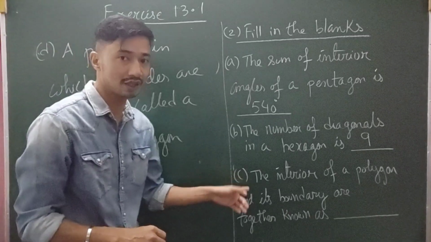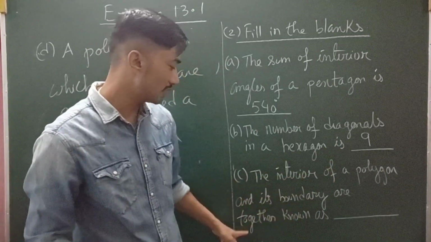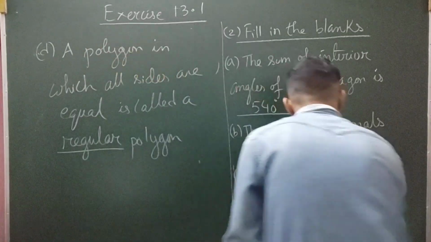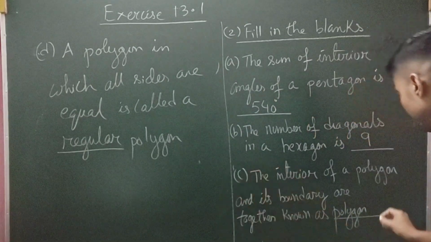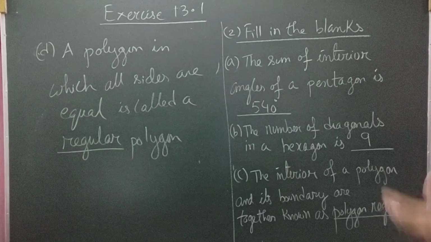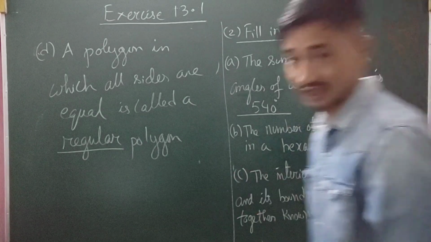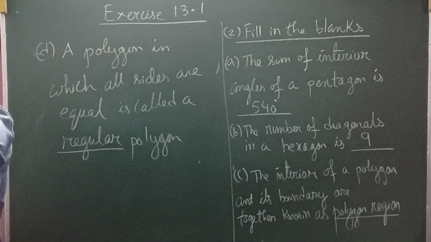Alright, I'm reminding you once again about the third point. Third sentence, that is, the interior of a polygon and its boundary are together known as polygon. But better we write polygon region. Better we write polygon region. That's more appropriate. Okay? Alright then, let's move on to the next question.